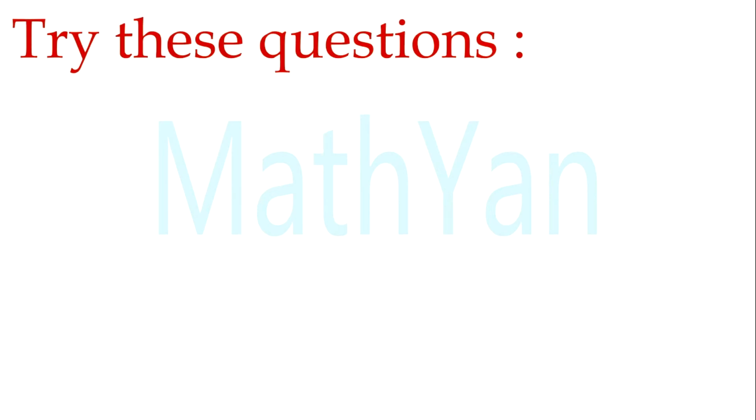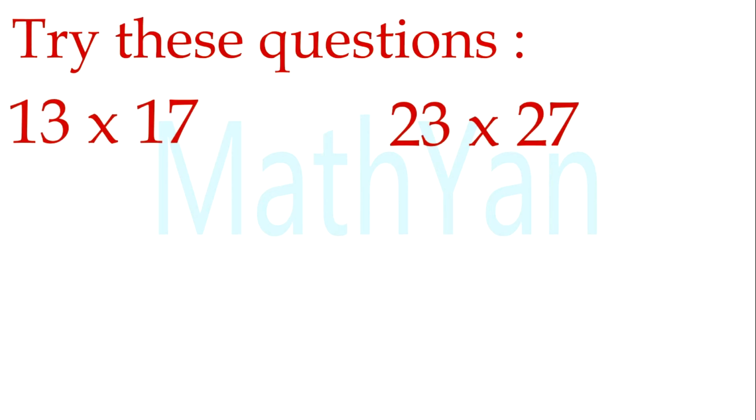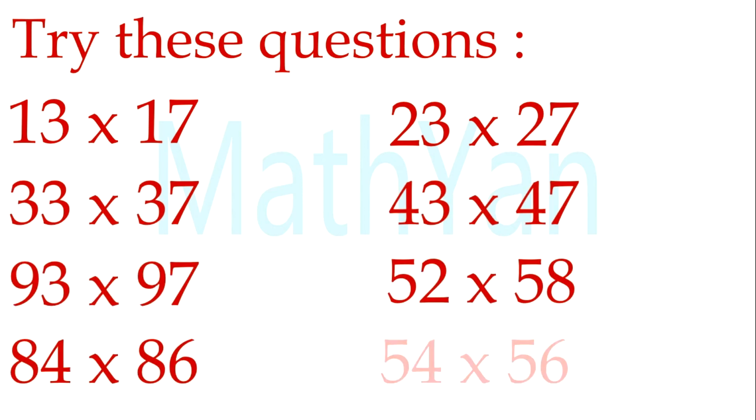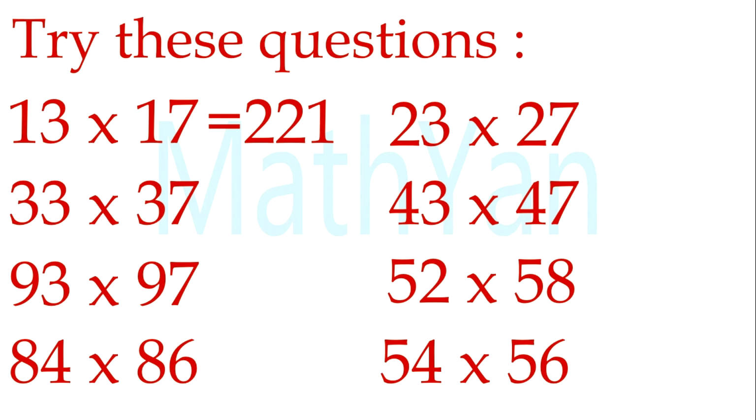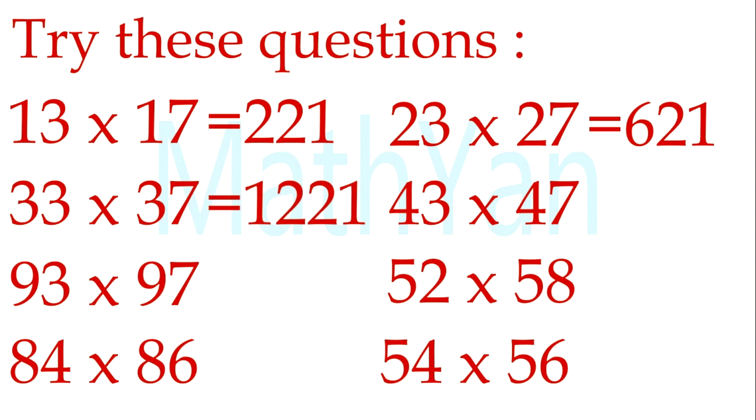Okay, you can try these questions. This and this. Okay, let's try. 13 times 17. So 3 times 7 is 21. 1 plus 1 is equal to 2. 2 times 1 is 2. So it's 221. This is 621. For this one, 3 times 7 is 21. 3 plus 1 is 4. 4 times 3, so it's 12. 1221.